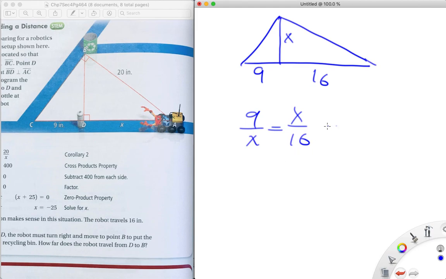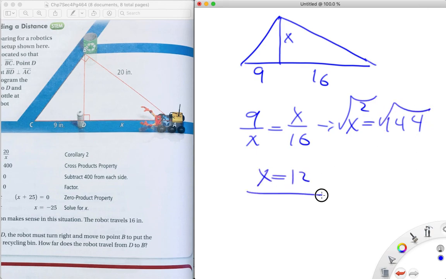Cross multiply, x squared equals 9 times 16, which is 144. Square root both sides. X equals 12. All right, that is this section.